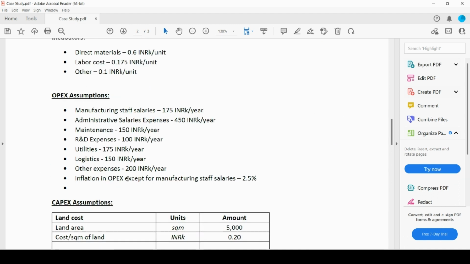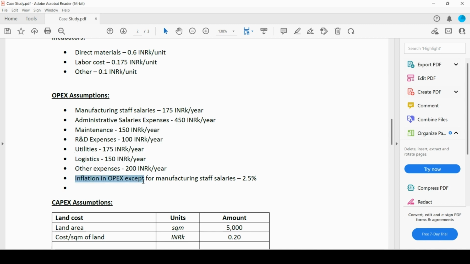Then there are some operating expenditures, right, which are not dependent on the number of units which you are going to sell or produce. So first we have the manufacturing staff salaries, which is 175,000 rupees per year. Then we have administrative salaries expense, which is 450,000 per year. Then maintenance of this much, R&D expenses, utilities, logistics, other expenses.